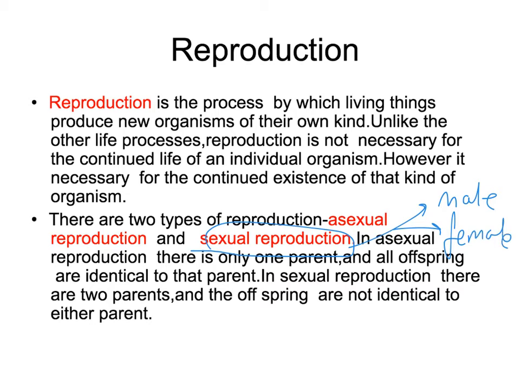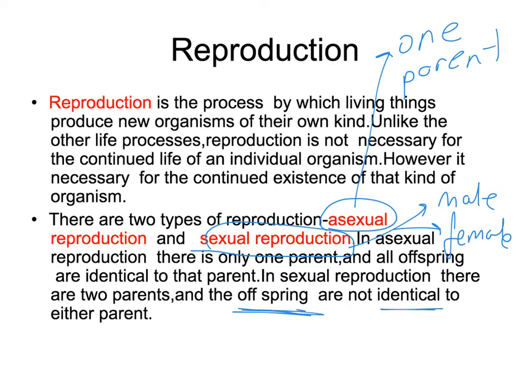But in asexual reproduction there is only one parent. And in asexual reproduction, there is no genetic variety. But in sexual reproduction, the new offspring, the new generation, are not identical. But in asexual reproduction, the next generation, the children, are completely identical to the parent.